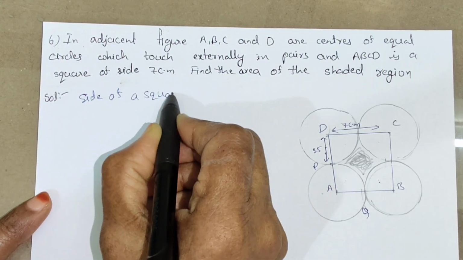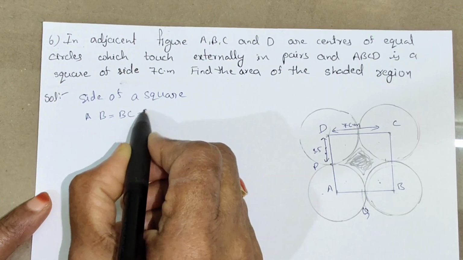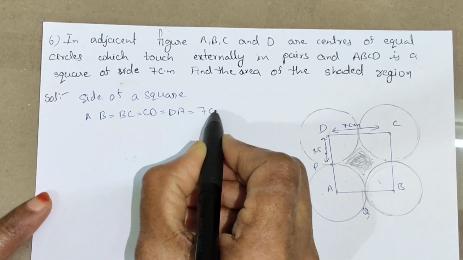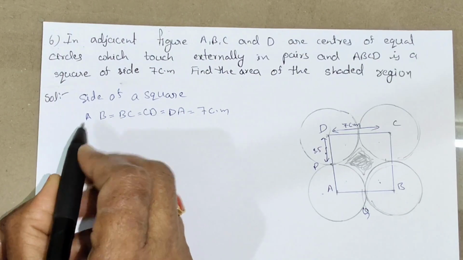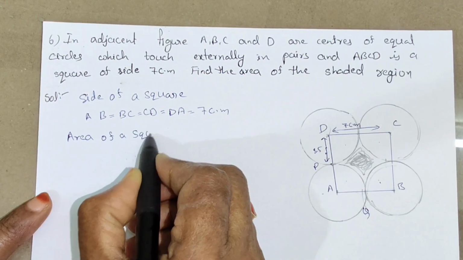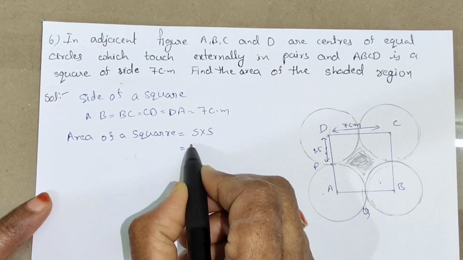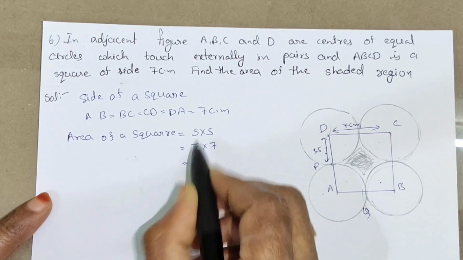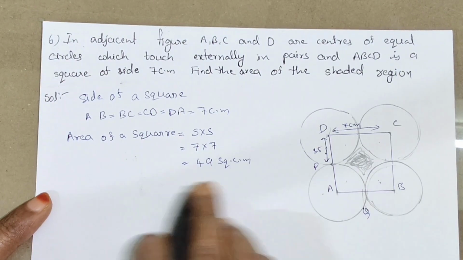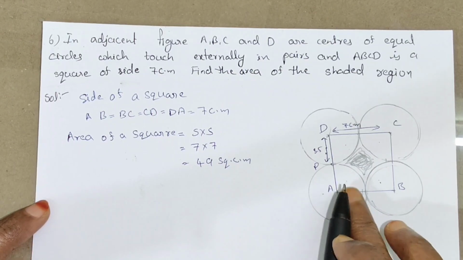Side of a square. Here AB equals BC equals CD equals DA equals 7 centimeters. Now we find the area of the square. Area of a square is equal to S into S, that is 7 into 7, where the side is 7. That gives 49 square centimeters, which is the area of the complete square.